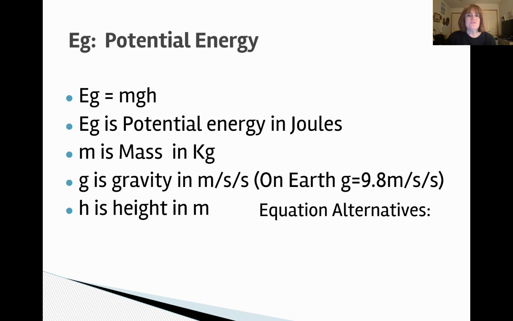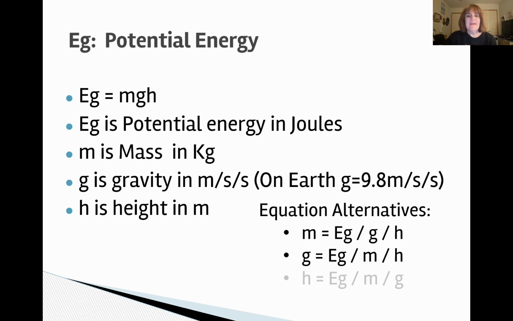Your equation alternatives, because we don't always just have to find EG. Sometimes we have to find mass and sometimes we have to find height. So mass is EG divided by gravity divided by height, and gravity is EG divided by mass divided by height, as if I put you on another planet. And height is EG divided by mass divided by gravity.